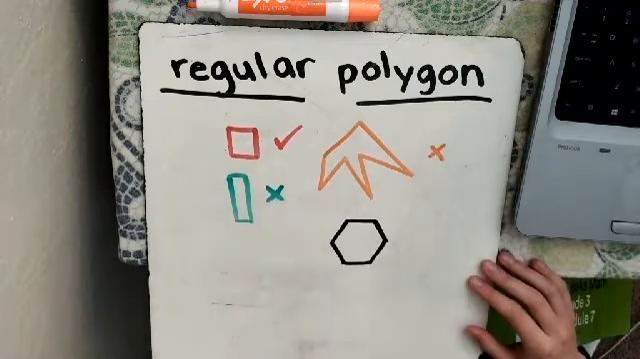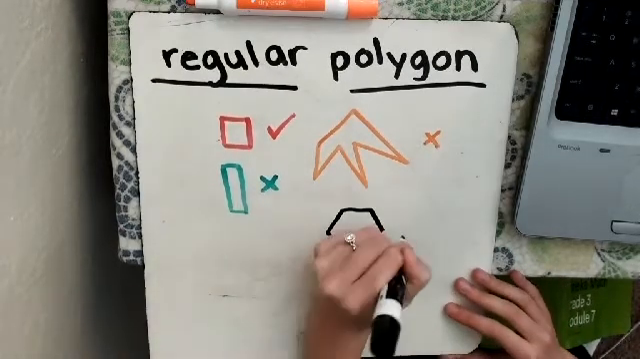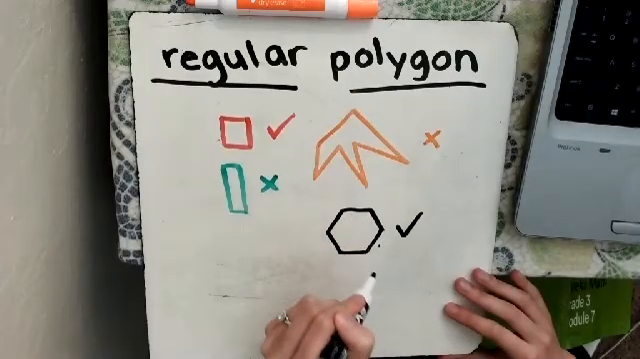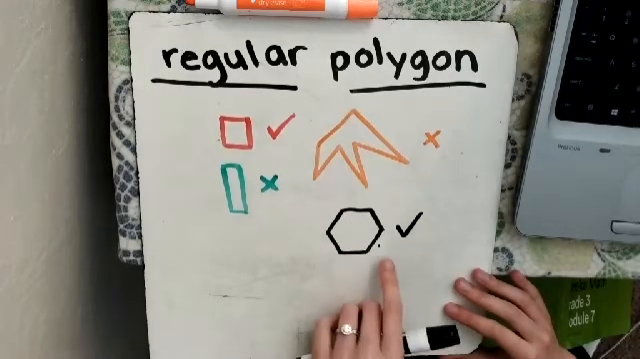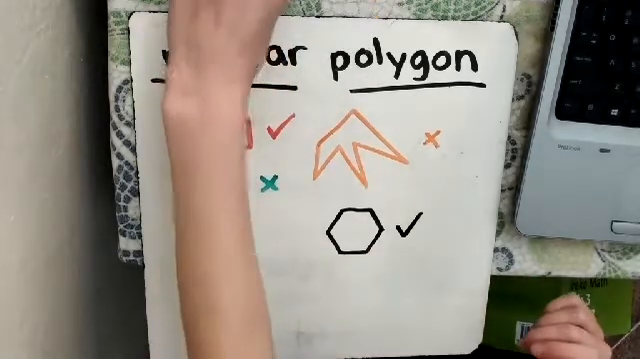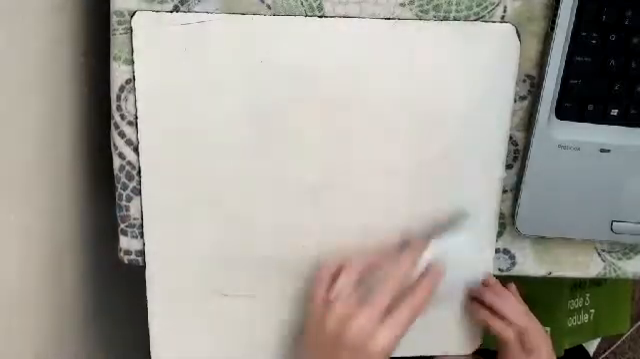One more. Is this a regular polygon? If you said yes, you are correct. All the sides are the same length. They are equal. That is a regular polygon.